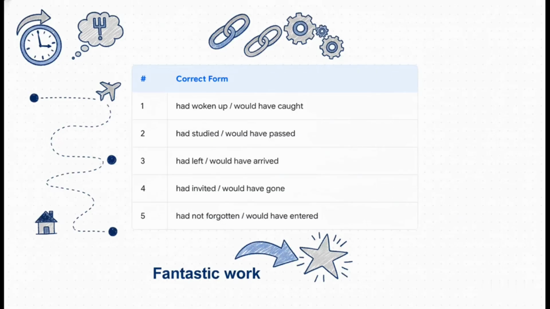Okay, time's up. How'd you do? Let's check the answers. Number one is had woken up and would have caught. Number two, had studied, would have passed. You see the pattern, right? Once it clicks, it clicks. Go ahead and check your other answers.